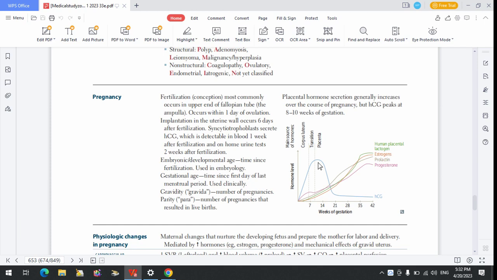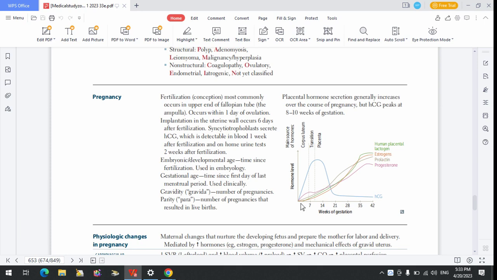There's a little omission. Initially, the corpus luteum is also secreting progesterone and estrogen. Before the corpus luteum degenerates at 14 weeks, that is where the placenta starts taking over the secretion of estrogen and progesterone. The corpus luteum secretes estrogen and progesterone, but majorly progesterone. That is why you see the progesterone is the highest here.